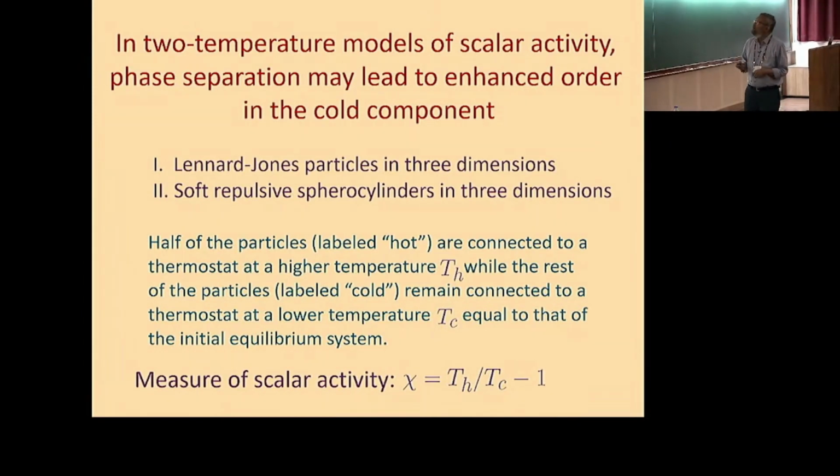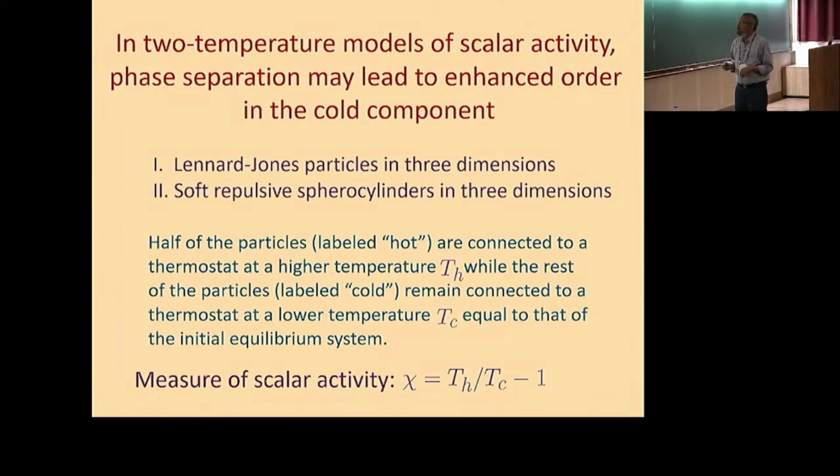What we find is that if we have this kind of 2 temperature model, and the hot particles and the cold particles phase separate, cold particles exhibit order which perhaps is not seen in an equilibrium system. This is what I'm going to talk about, and I'll give you a couple of examples, mostly numerical, where people have found that enhanced order in the cold component takes place under this kind of driving, where the 2 temperatures are different.